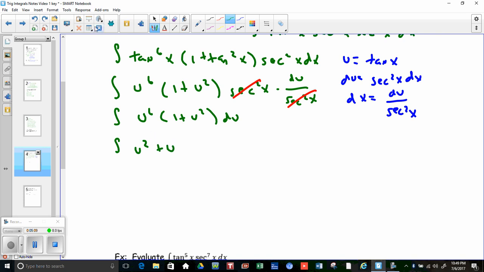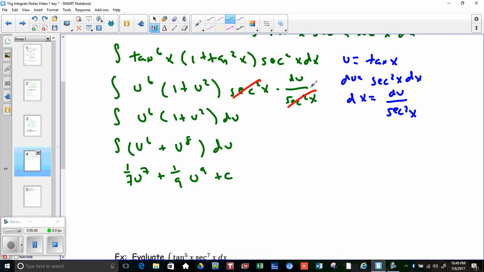So now we'll go ahead and distribute our u squared. I'm sorry, making all kinds of little mistakes here. We're going to distribute u to the sixth, and we should get u to the sixth plus u to the eighth du. Now we can go ahead and take antiderivatives and then do our substitutions. So the antiderivative should be 1/7 u to the seventh plus 1/9 u to the ninth plus c.